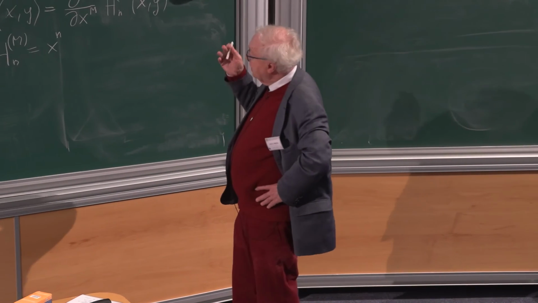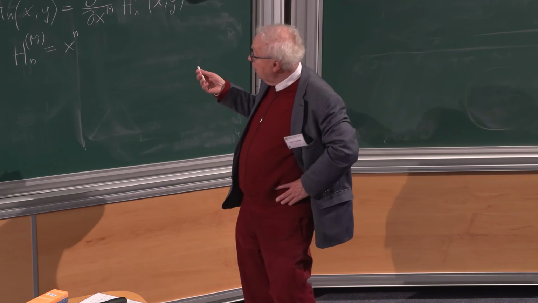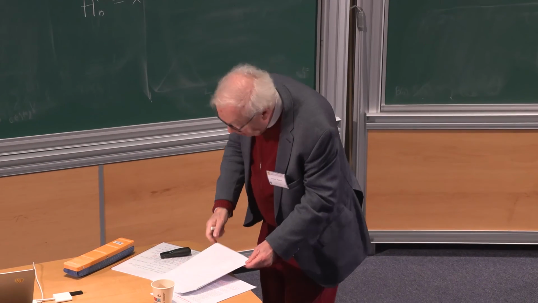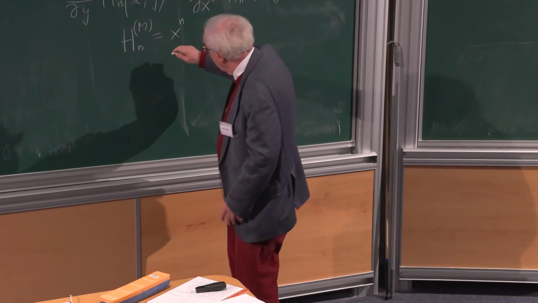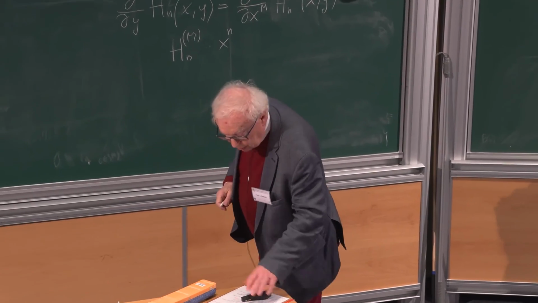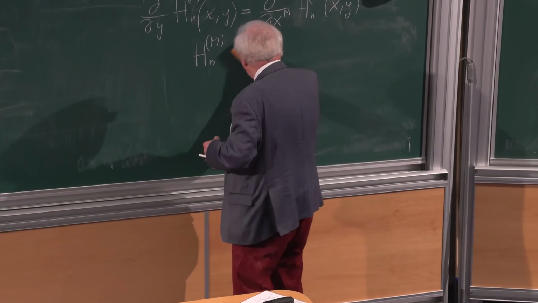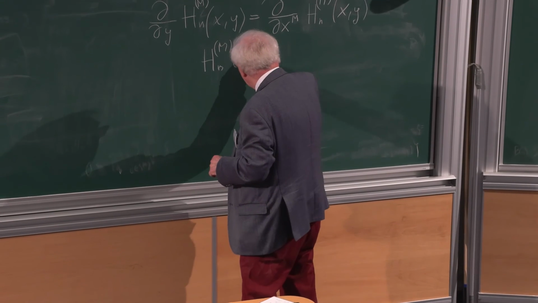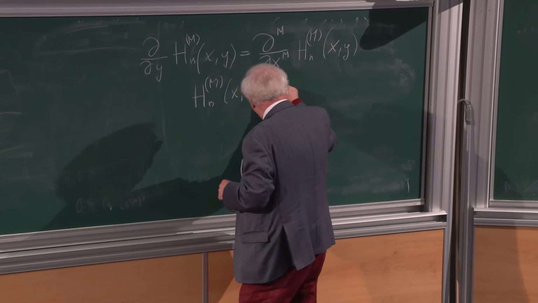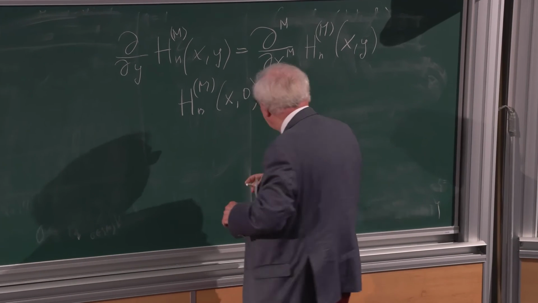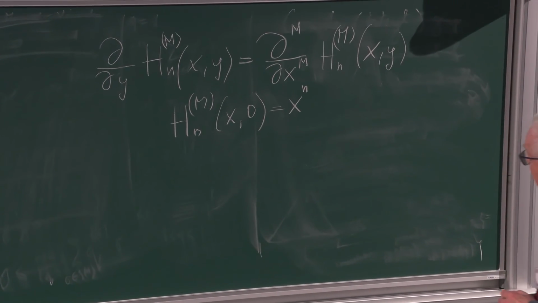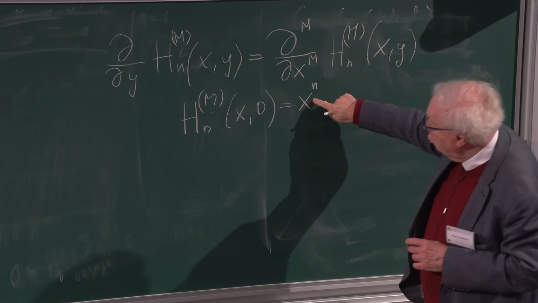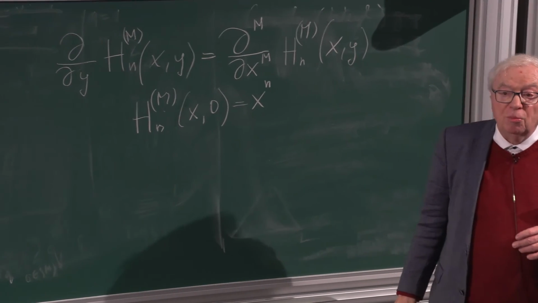but it also can be reformulated with a different philosophy, namely, this is, oh, sorry, I didn't write, this is x, this is y equals 0. This is x and 0 equals x n. Okay, so this is sort of heat equation, as I said, with the initial value equal to monomial.